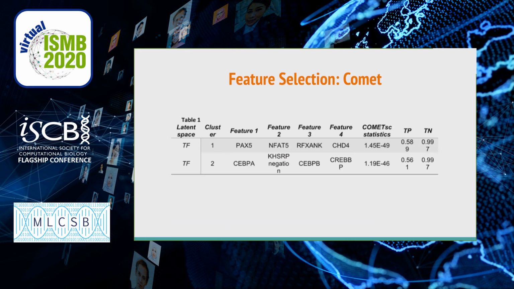The transcription factor PAX5 is essential for the commitment of lymphoid progenitors to B lymphocyte lineage. NFATC1 is essential for optimal antibody production. TCF4 is essential for early B cell development, and RFXANK is involved in activation of MHC2 genes. Moreover, for cluster number 2, which is mainly composed of monocytes, these are the best marker panel made by these 4 genes.